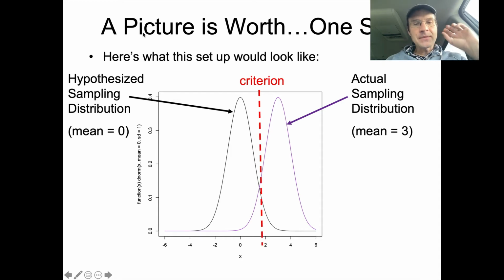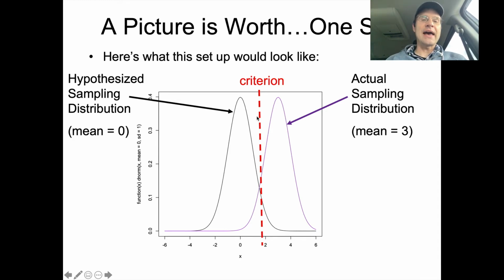So basically, an important point here is we're going to set up a criterion for making that judgment. And the criterion will be set up entirely based on what our hypothesis is. It's not set up based on what the actual sampling distribution is because we don't know what that is. We're just making a guess that our mean is going to be 0.